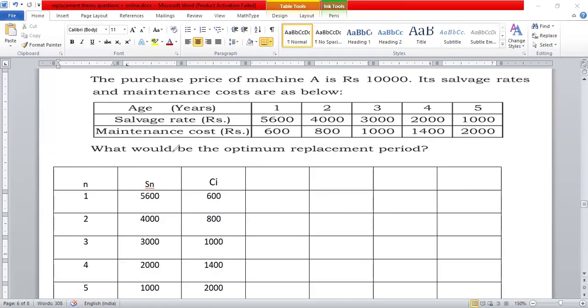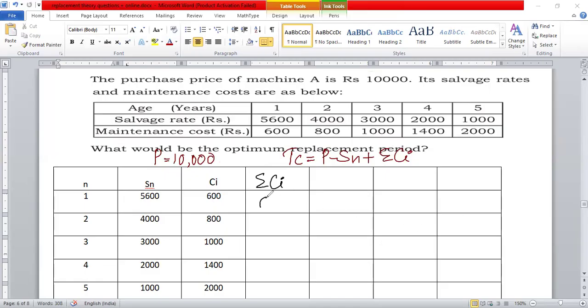As usual, first we are going to write P, which is given here. P is 10,000. Fine. Write the formula, total cost: P minus S of N plus summation of CI. As usual, first we do the summation of CI for all the replacement problems.